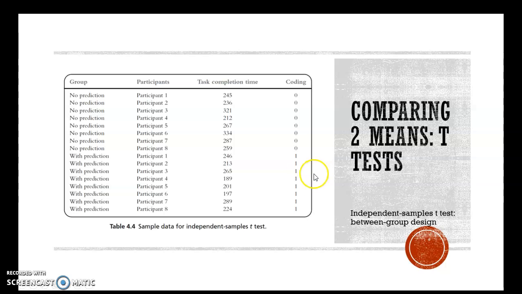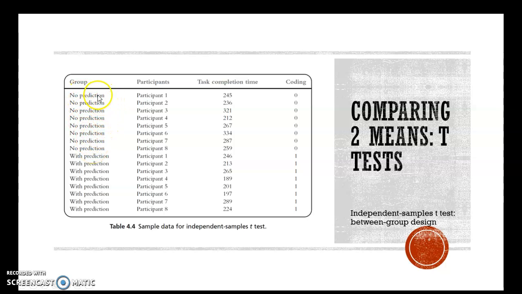So to compare two means, t-tests. This is one example. This is an independent sample t-test, which we use for a between-group design, where there are two conditions.